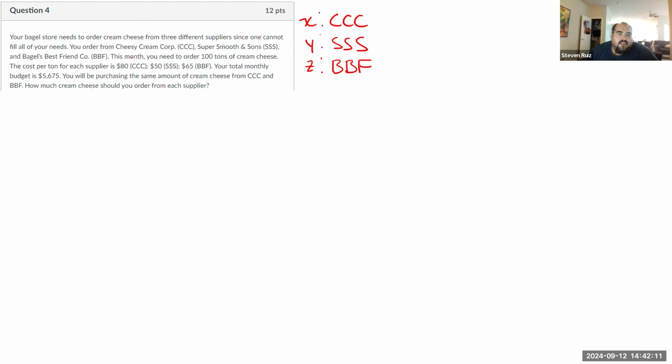So let's look at the details now. We need to order 100 tons of cream cheese. So let's be more clear here. For all these suppliers, we're going to be measuring their contribution in tons. So I need to order 100 tons. That means if I add my suppliers' contributions together, that needs to total 100. So that's one equation. This comes from, how do you want to say it? Total quantity.